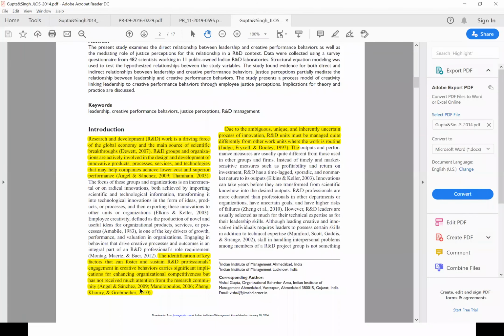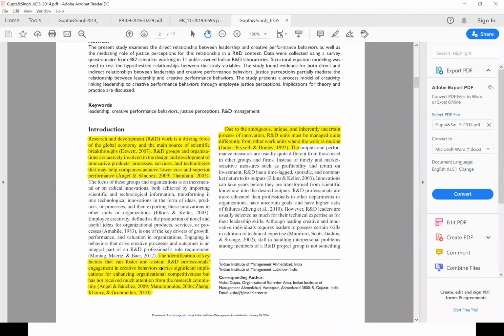This paper was published in 2014, and all my references here are post 2004, that is, the last 10 years: 2006, 2009, 2010. So what am I trying to do? I'm trying to state why R&D is important. R&D is a context that is important. And second, what do we know? What do we not know?